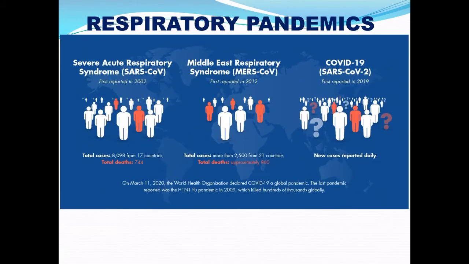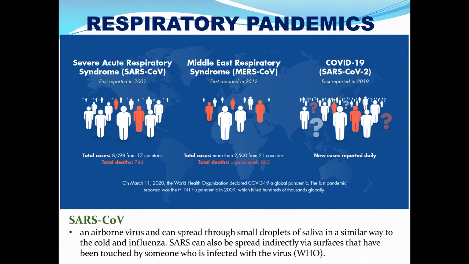Next is your severe acute respiratory syndrome or your SARS-CoV, which was first reported in 2002. It is an airborne virus and can spread through small droplets of saliva in a similar way to the cold and the influenza. SARS can also be spread indirectly via surfaces that have been touched by someone who is infected with the virus.